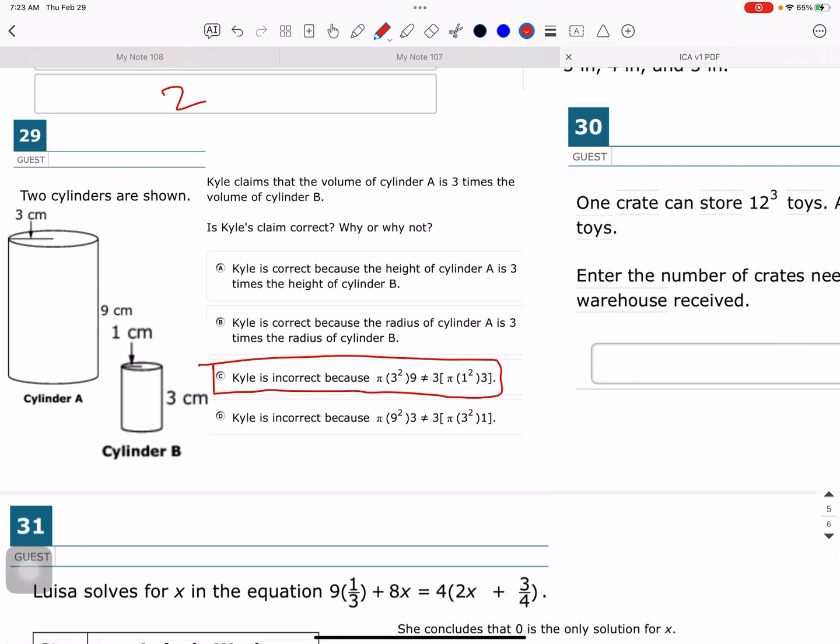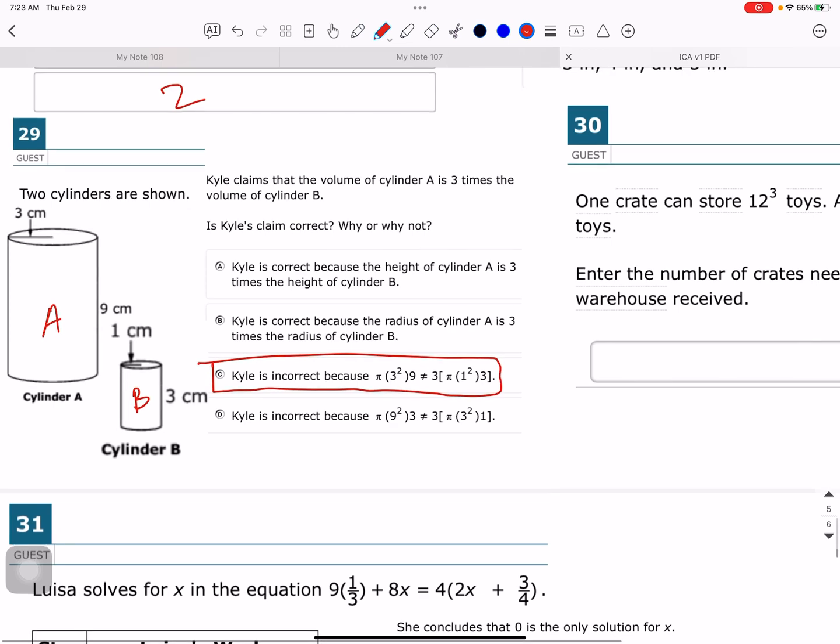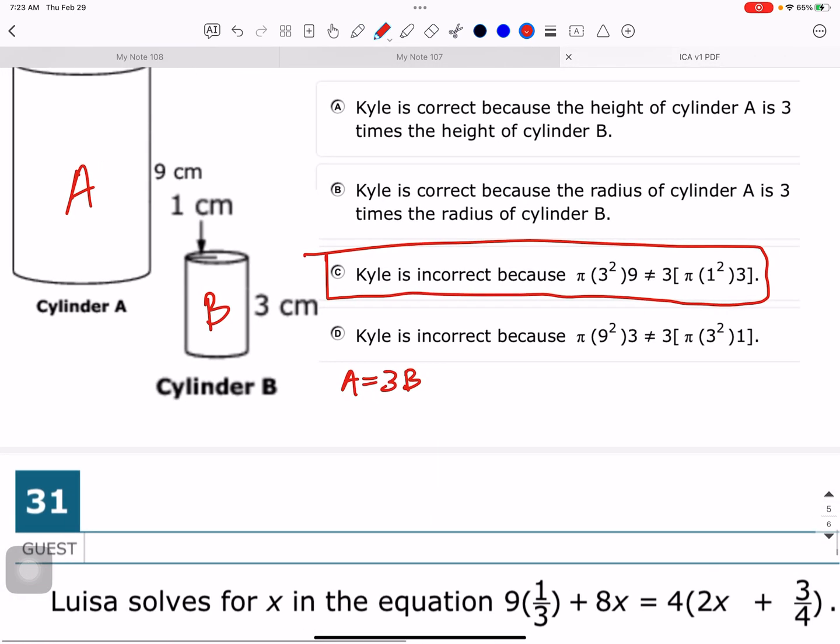Okay. Kyle says that A is 3 times bigger than B. That A, write this down, equals 3 times B. So let's see. What is the formula for A? The formula for A is pi r squared times height. The formula B is also pi r squared times height.